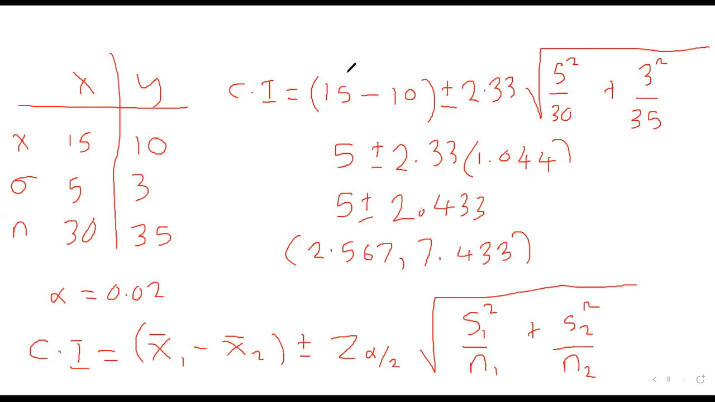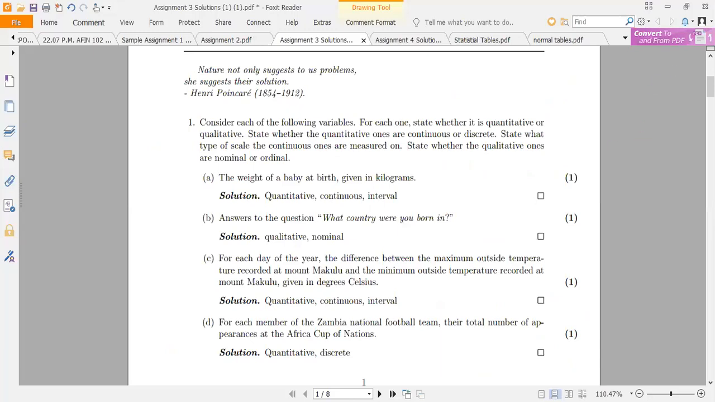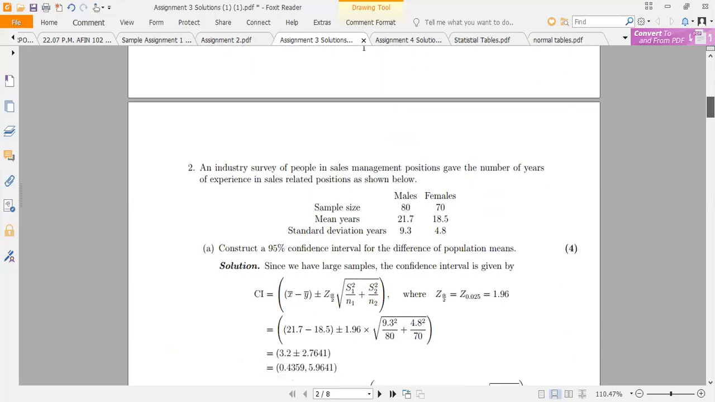So when we go to an exam question, it looks something like that. An industry survey of people in sales management positions gave the number of years of experience in sales related positions. So we have sample sizes 80 and 70. Means X bar 21.7 and 18.5, and standard deviations 9.3 and 4.8. So these are two samples. The formula we use is mean 1 minus mean 2, then Z times the square root of S1 squared over N1 plus S2 squared over N2. We are asked to construct a 95% confidence interval.